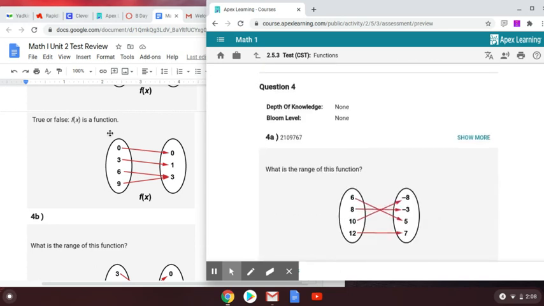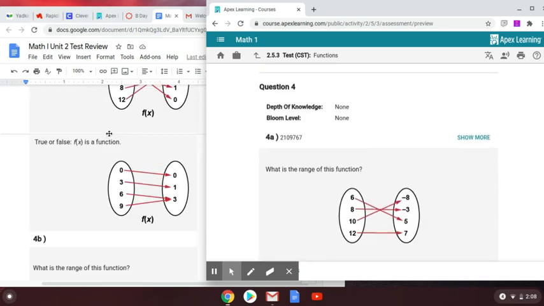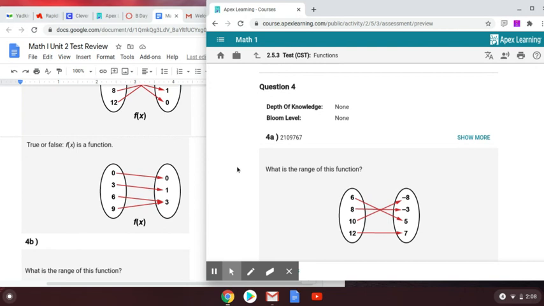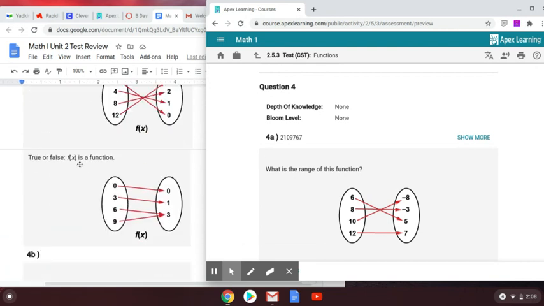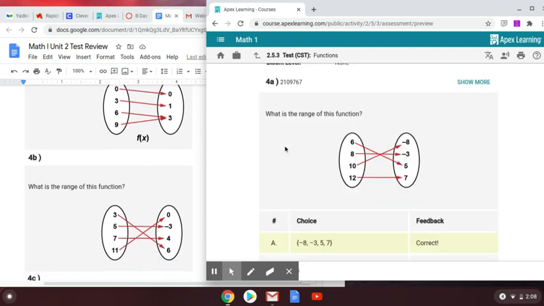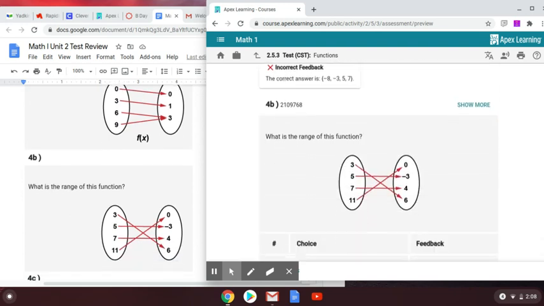Okay, question 4A. True or false, this is what is the range of the function? I don't think I have that on this side. You all don't have that one. Let me get to one you have.